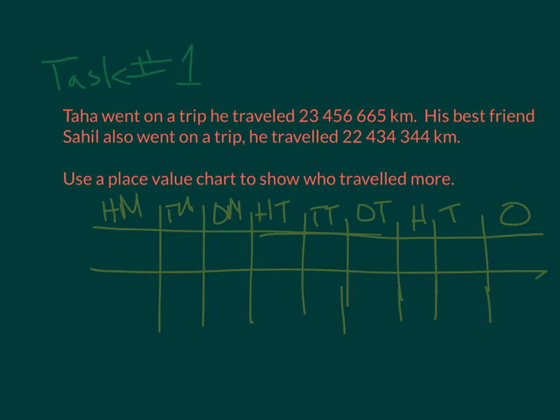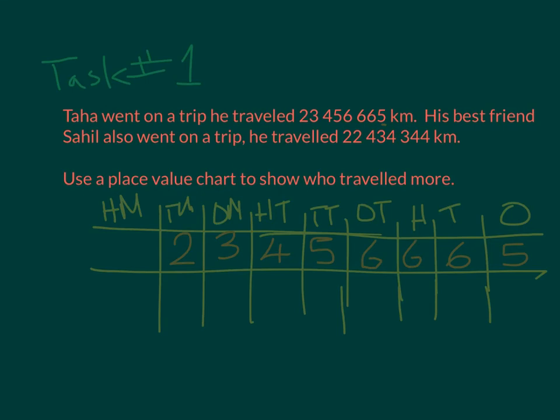Sorry, I'm just trying to get a color, guys. If I try to put my numbers in there now, let's do how much Taha traveled. We start from the end, so we start from here. We know that there was a 5, and then we keep going. 6, 600, 6,000, 56,000, 456,000, 3,000,000, 23,000,000. So I did it backwards.